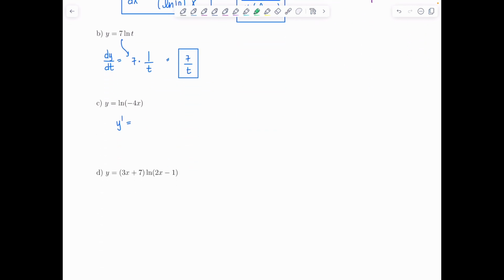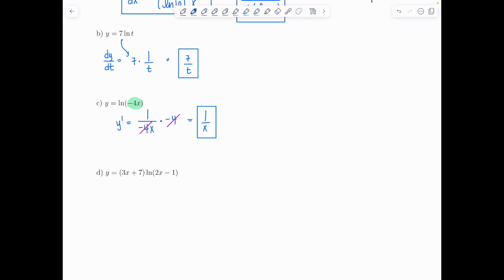This whole negative 4x, that's the something. So derivative ln something, 1 over the something. Then by the chain rule, I have to multiply by the derivative of the something. So what's the derivative of negative 4x? Very good, it's negative 4. And then notice here, the negative 4's cancel. And for my final answer, completely simplified, we just have 1 over x.